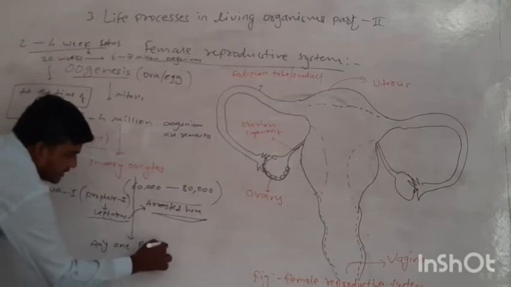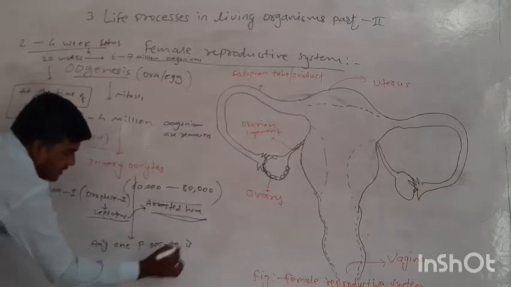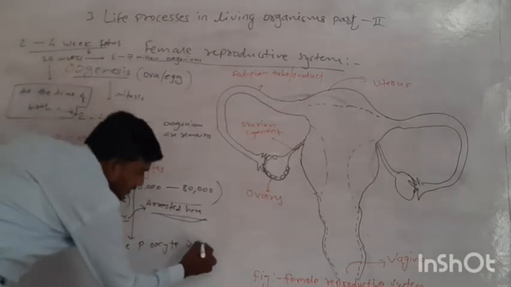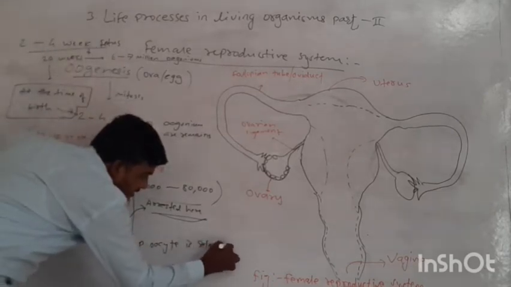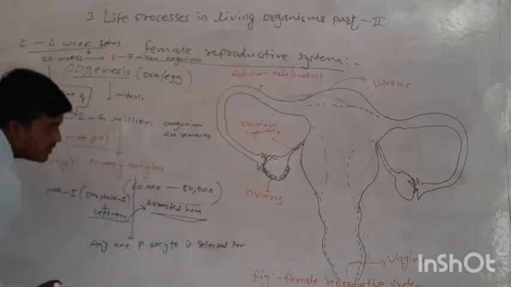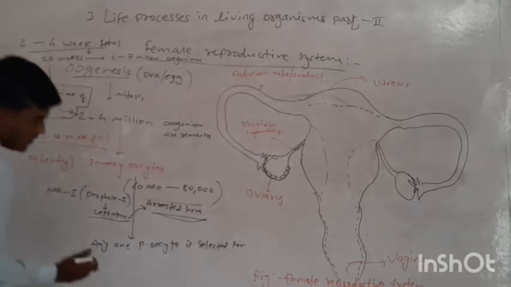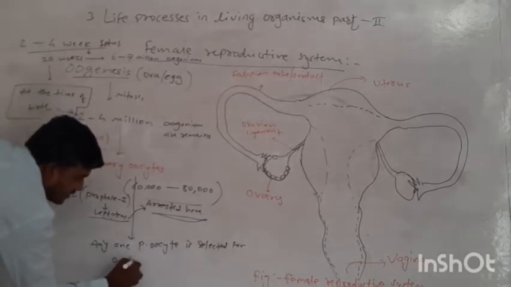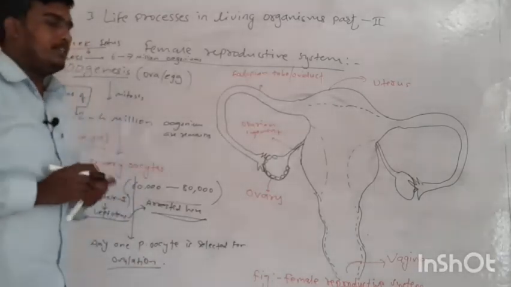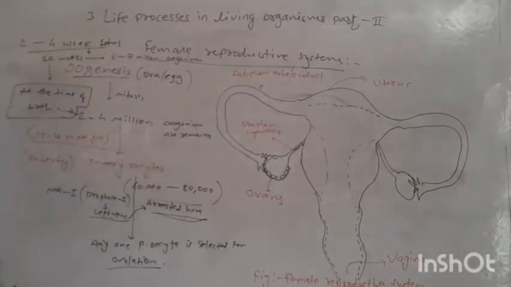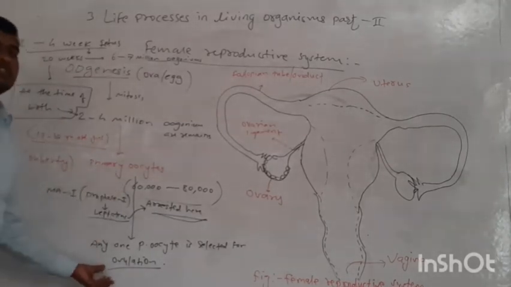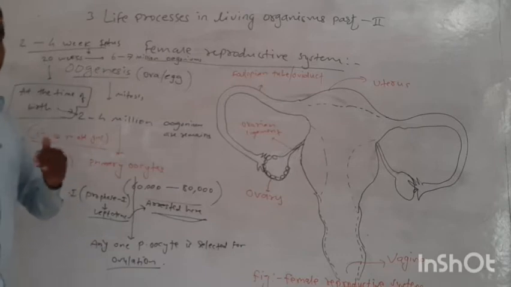Now here, on any one, I will give an arrow: any one primary oocyte is selected for ovulation. Any primary oocyte from these 60 to 80,000 primary oocytes, any one primary oocyte is selected for the process of ovulation, meaning the process of meiosis second.